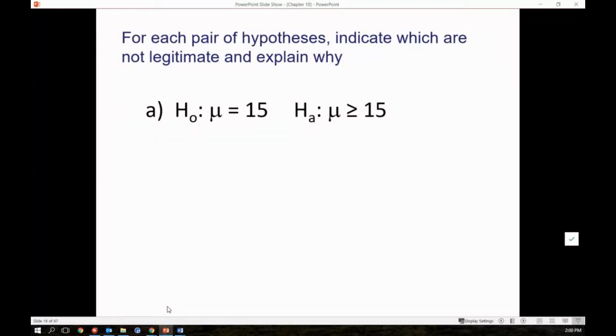So for this last example, we have 5 different pairs of hypotheses. We have to indicate which ones are not legitimate and then explain why. And all of these work for both cases, whether you're AP or dual credit, they'll work. So they're either not legitimate for both or they're legitimate for both. It's not like, well, for dual credit, it's this. No, they're the same across the board. So for A, what do we think? Is this legitimate or not?